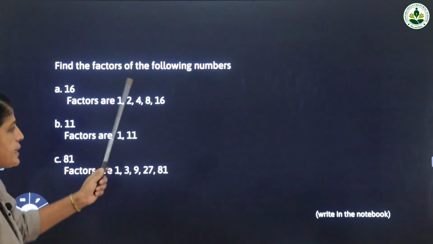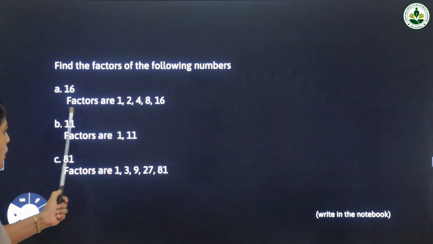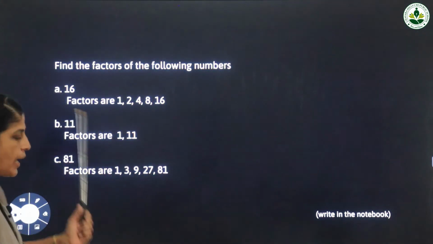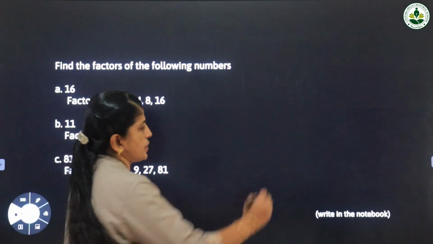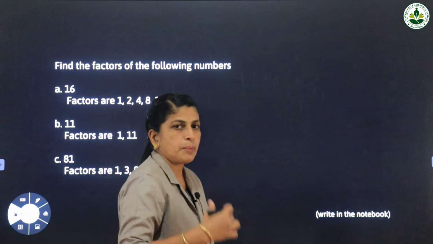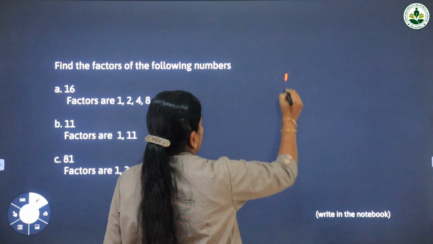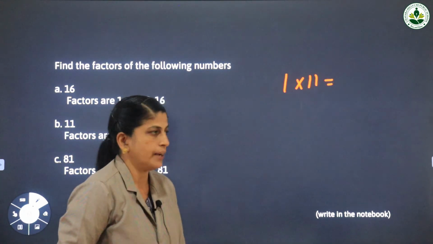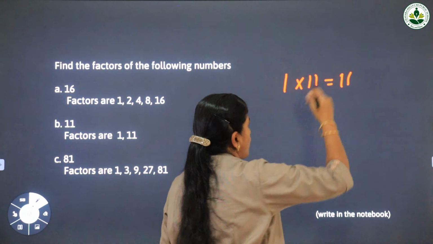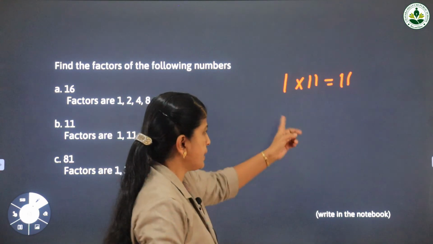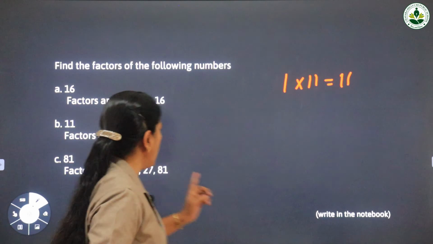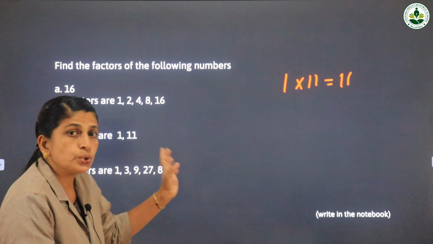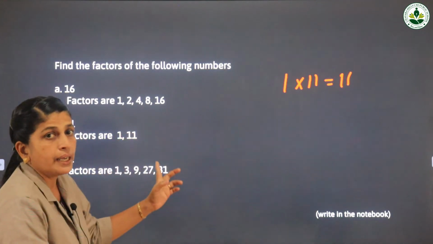Therefore, find the factors of the following numbers. 16. Factors are, how do we find? We have seen that. These are the factors. Then factors of 11. How do we get 11 as a product of 2 numbers? We will get 11 as a product by multiplying 1 and 11. 1 into 11 is 11. There are no other multiplication sentences like that. Therefore, the factors of 11 are 1 and 11 only. 11 has only 2 factors.